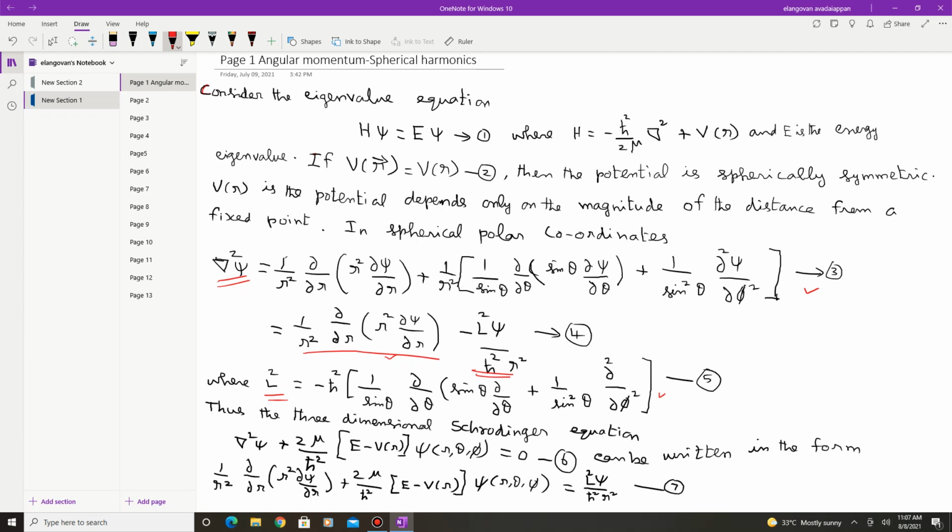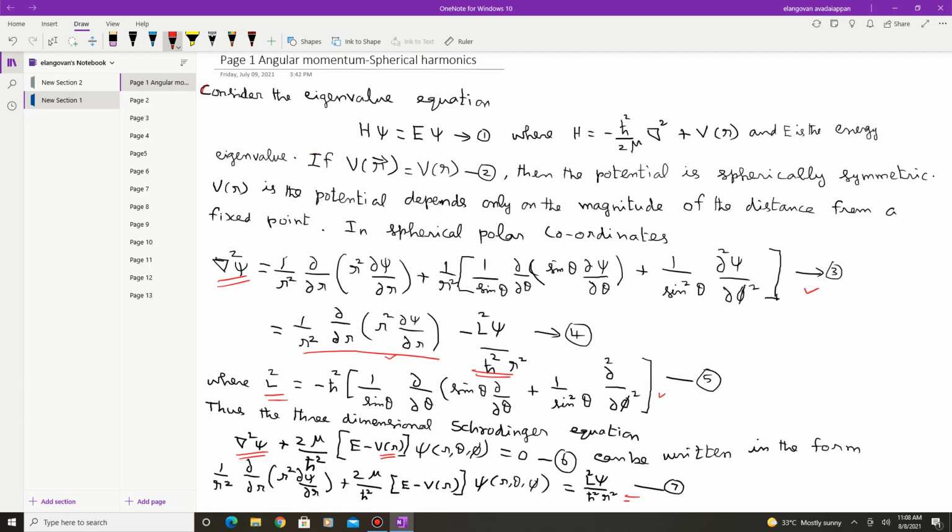Now the three-dimensional Schrodinger equation may be expressed as del square psi plus 2 mu by h cross square into E minus V of r into psi of r theta phi equals zero. Here the potential V is a function of r alone, and psi is a function of the r, theta, phi coordinates. Now this can be expressed as 1 by r square d by dr of r square d psi by dr plus 2 mu by h cross square into E minus V of r into psi of r theta phi, which is equal to L square psi divided by h cross square r square.